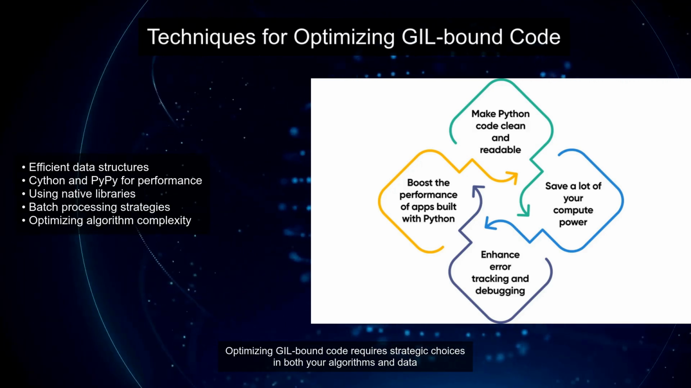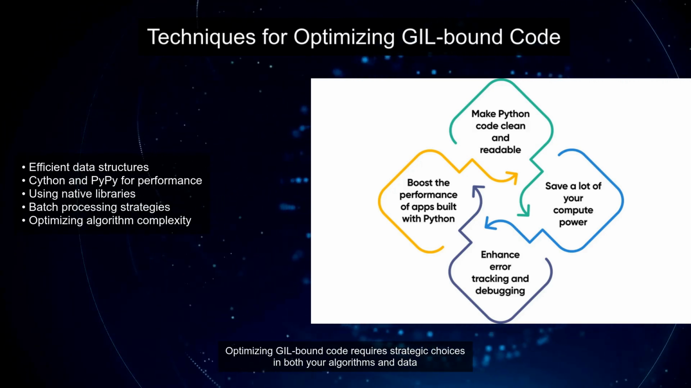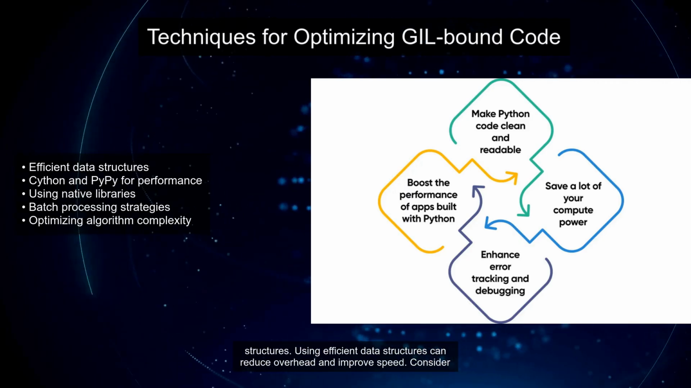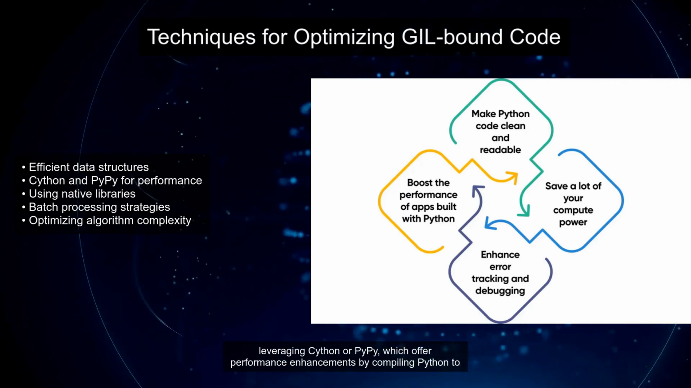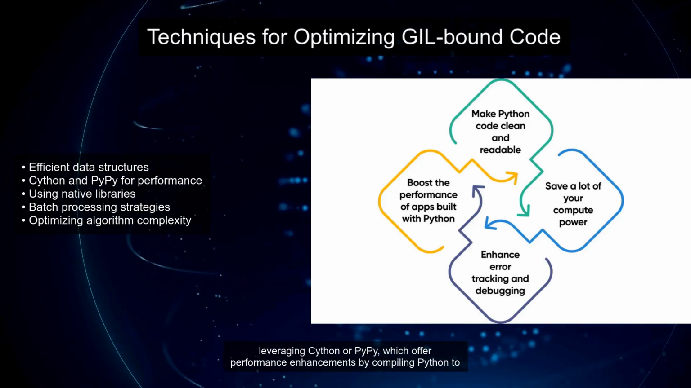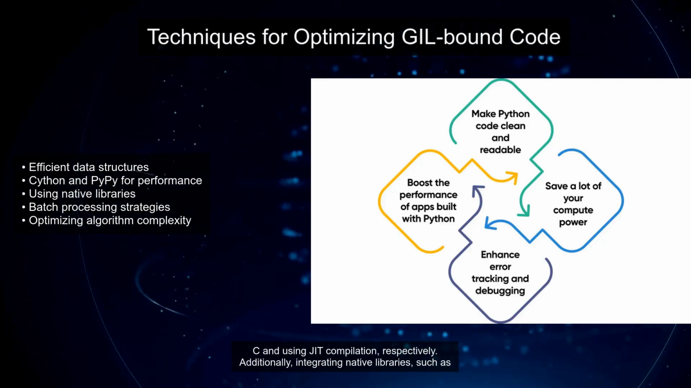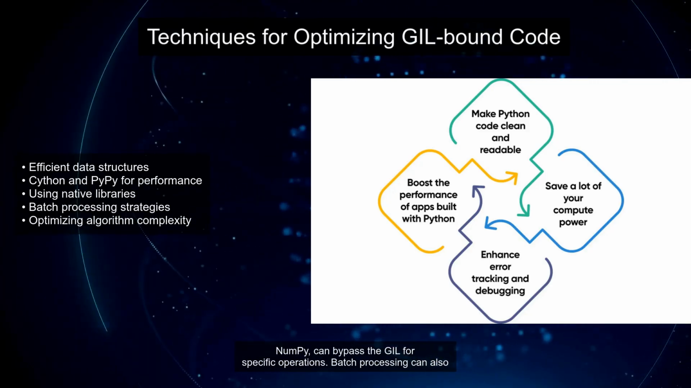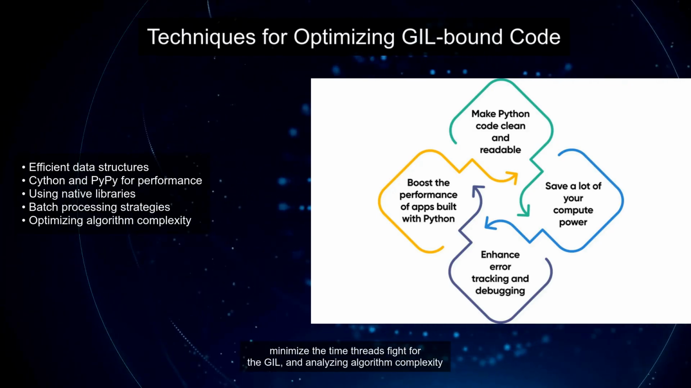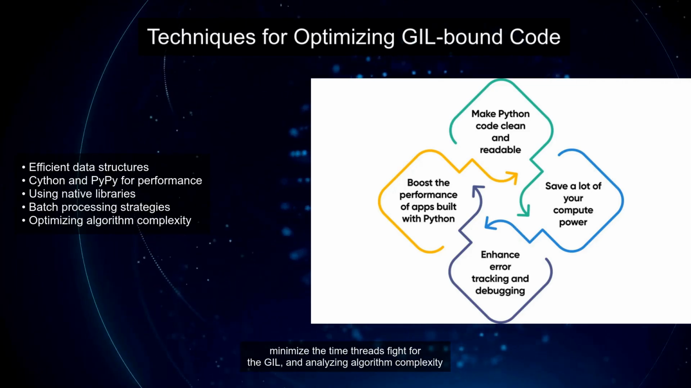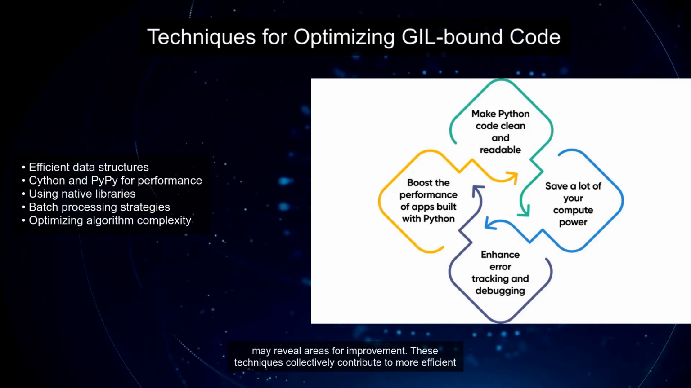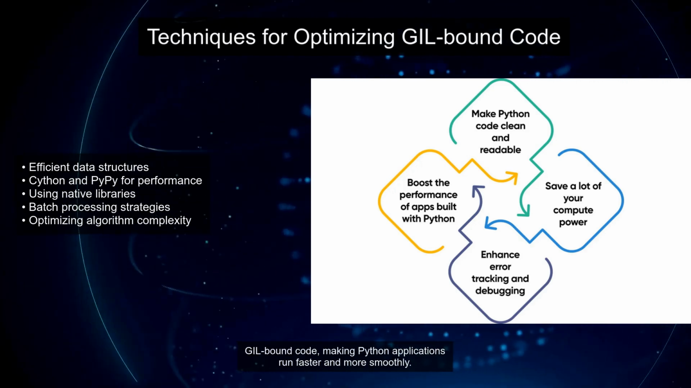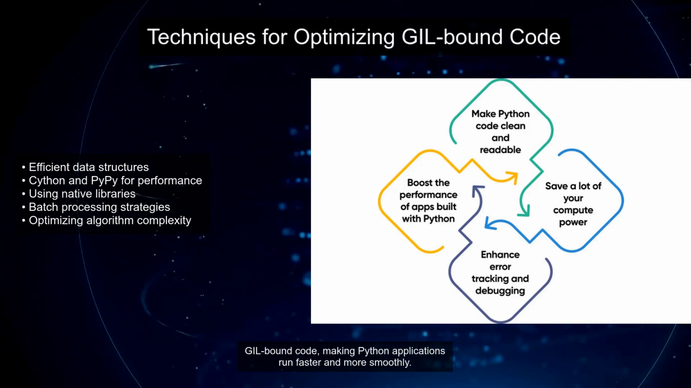Optimizing GIL-bound code requires strategic choices in both your algorithms and data structures. Using efficient data structures can reduce overhead and improve speed. Consider leveraging Cython or PyPy, which offer performance enhancements by compiling Python to C and using JIT compilation, respectively. Additionally, integrating native libraries, such as NumPy, can bypass the GIL for specific operations. Batch processing can also minimize the time threads fight for the GIL, and analyzing algorithm complexity may reveal areas for improvement. These techniques collectively contribute to more efficient GIL-bound code, making Python applications run faster and more smoothly.